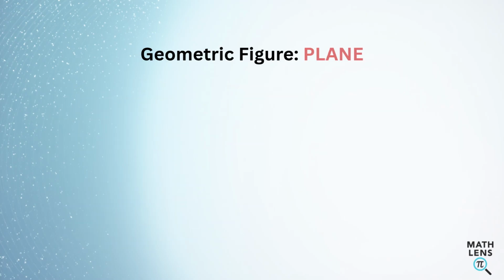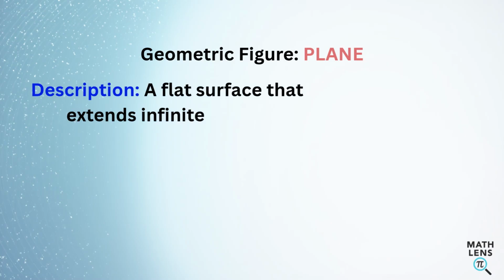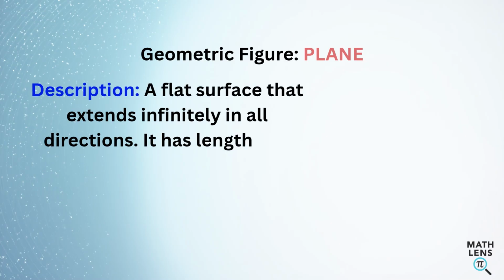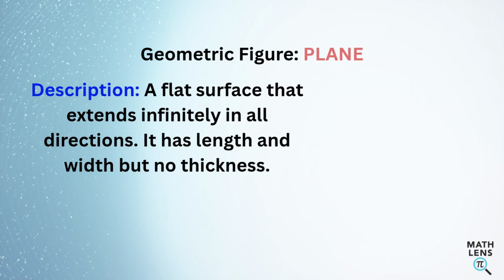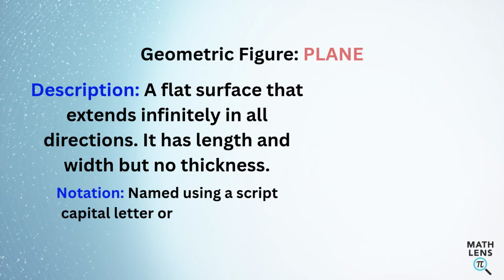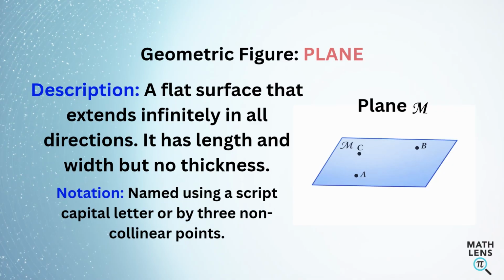Another geometric figure is the plane. A plane is a flat, 2-dimensional surface that stretches out infinitely in all directions. It has length and width, but it doesn't have any thickness. Now, when it comes to how we denote a plane, there are a couple of ways. You can use a script capital letter. For example, plane M. Alternatively, you can name a plane using 3 non-collinear points that lie on it, such as plane ABC.